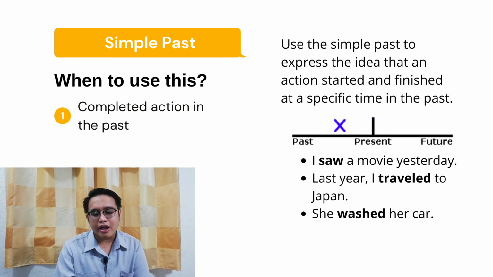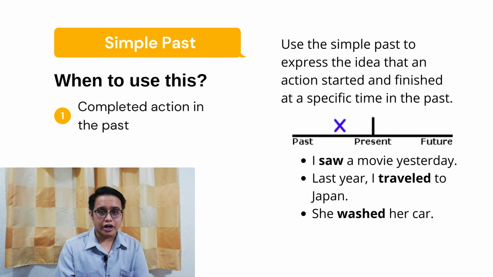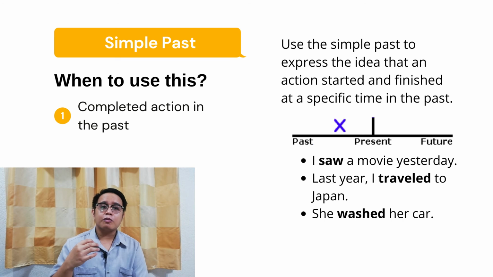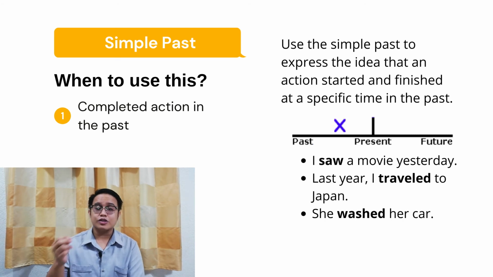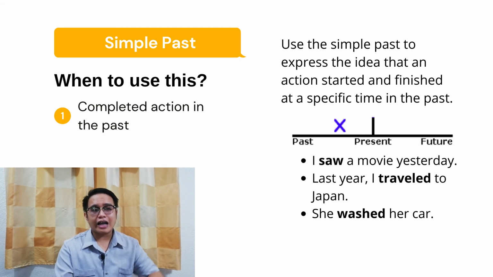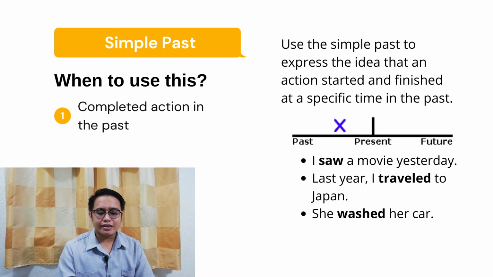Let's say for example here, I saw a movie yesterday. Or, last year I traveled to Japan. Or, she washed her car. Okay? So, yun na siya ang atong simple past. Pwede rin mo magbutang og time, like for example, yesterday or last year, pwede rin po og dili. But if that action happened in the past, it started and finished at a specific time in the past, then it is a simple past. And if simple past, gani, unsay formation niya? Verb plus ed. Very good.